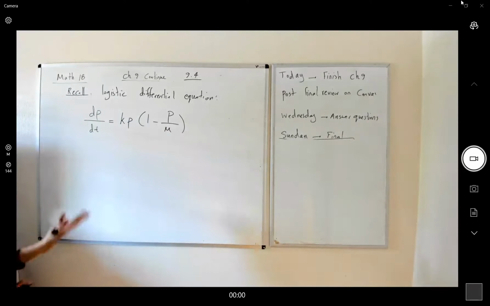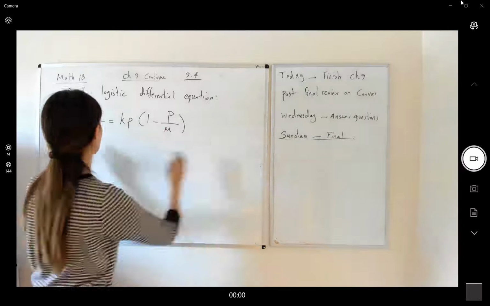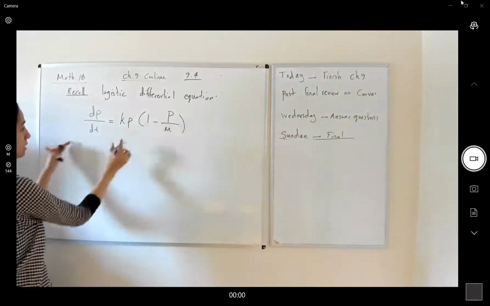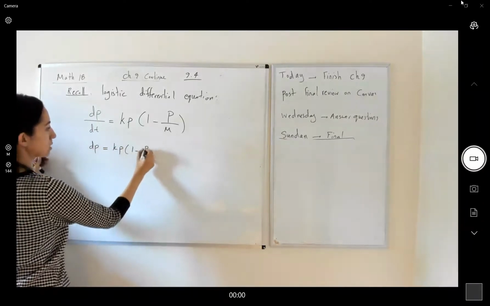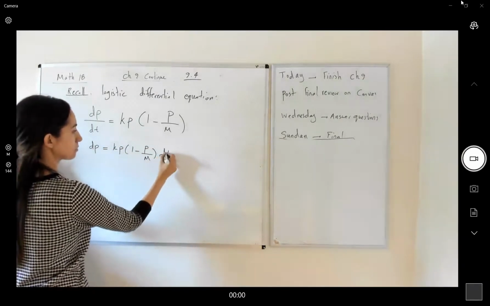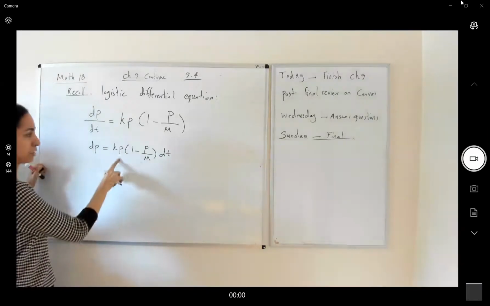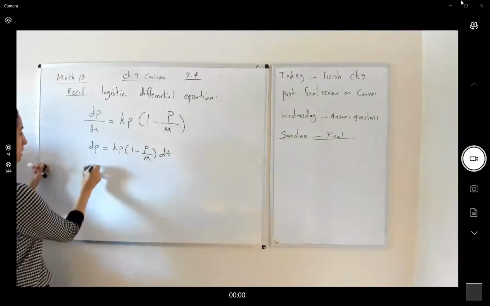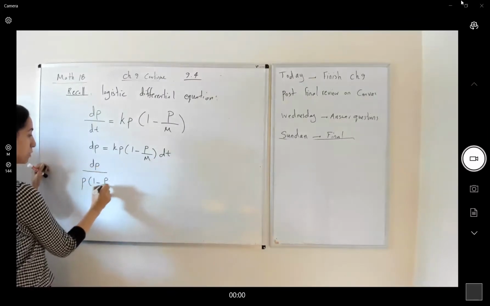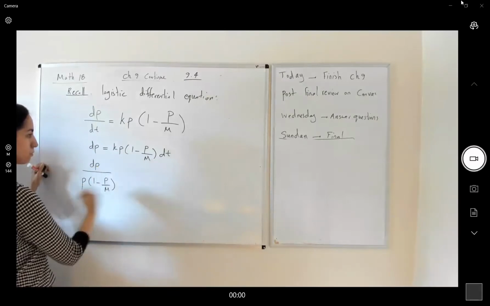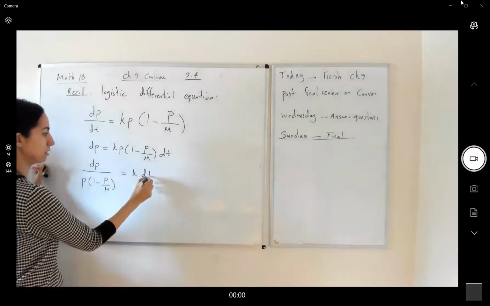Very well. To solve this differential equation, we have to check to see if we have a separable differential equation or not, then take the integral of both sides. So you can multiply both sides by dt. dP is equal to kP times 1 minus P over M dt. Then divide everything by P times 1 minus P over M. So here you have dP divided by P times 1 minus P over M equals k dt.